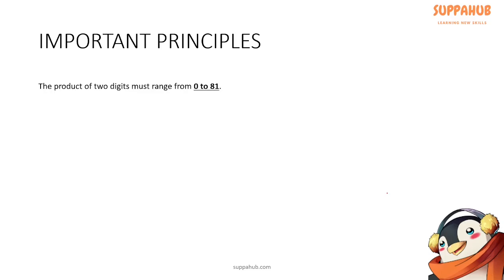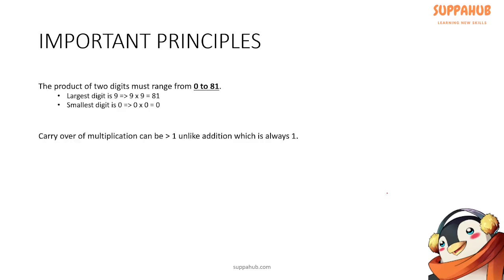Another important principle in Cryptarithm is that the product of two digits must range between 0 and 81. Why is this so? Because the largest digit is 9, so 9 times 9 gives you 81, and the smallest digit is 0, so 0 times 0 gives you 0. So unlike addition, in multiplication the carryover can be greater than 1. For example, 8 times 8, the carry is 6.